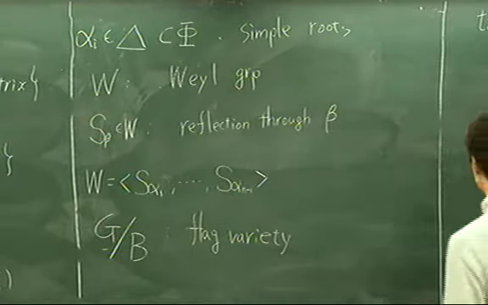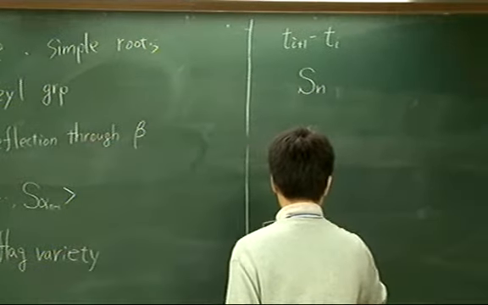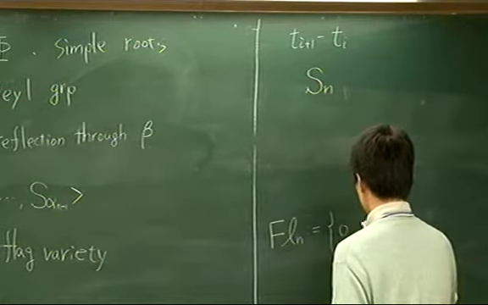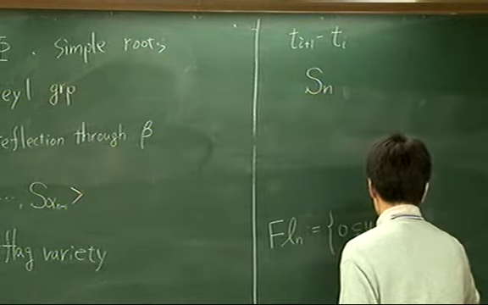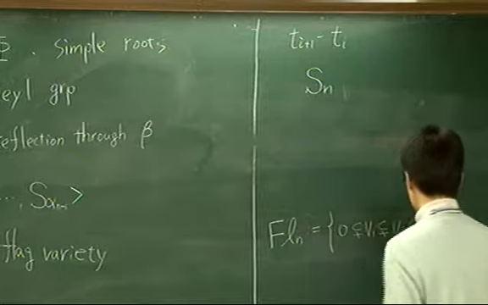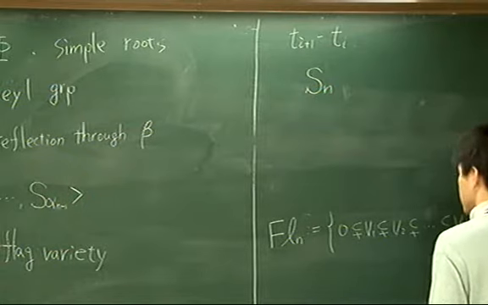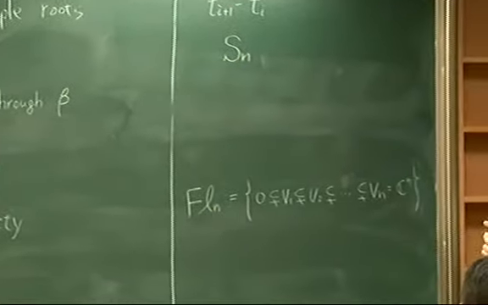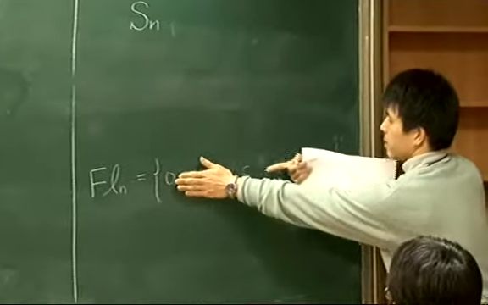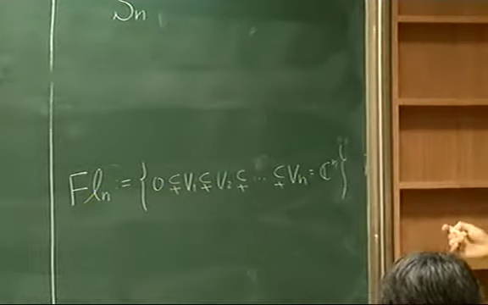In the case of GLN, the flag variety FLN is defined to be the space of sequences of linear spaces. This is a kind of generalization of the Grassmannian, because for the Grassmannian we choose just one subspace V, but instead we consider all the sequences.